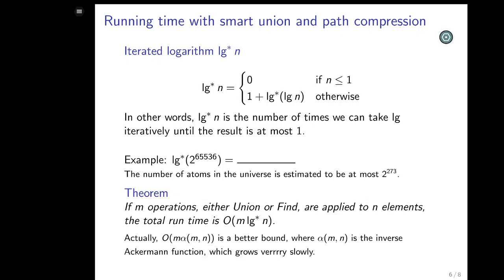So the theorem that we're looking at here is saying if I perform m operations, either unions or finds, on a collection of sets that are n items, n things, then the time to perform those operations is m times log star n. You may not have seen log star n before. Maybe you have. I don't know. But anyway, this is the definition of log star n. Log star n is recursively defined. It's 0 if n is less than or equal to 1. And it's 1 plus log star of log n if n is bigger than that.